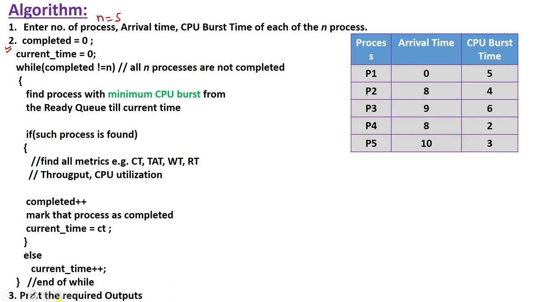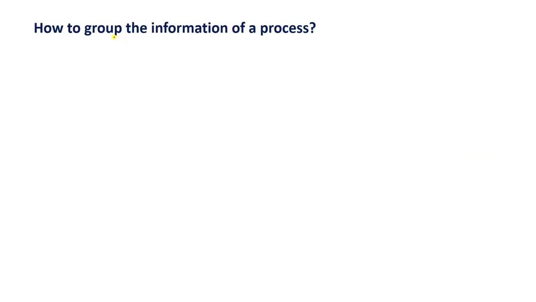Okay, at last we have just printed the outputs, that is the completion time and all. So we have to understand this thing. But before proceeding further, we have a question. The question is how to group the information of the processes.